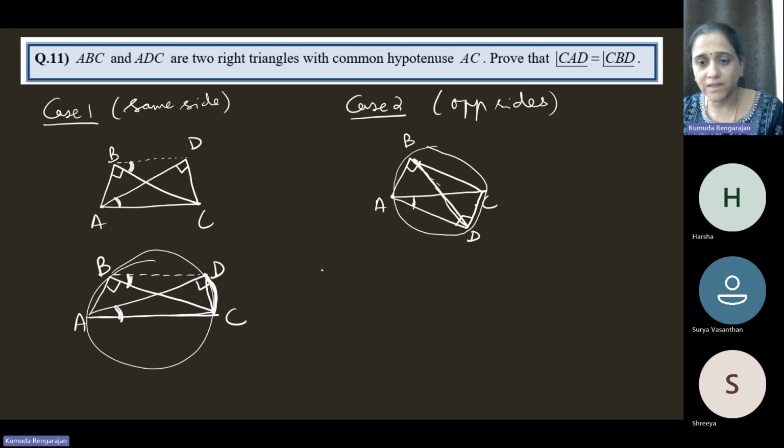CBD is here. CAD is here. You have to join. And why are they equal? For the same reason. Angles in the same segment of a circle are equal.